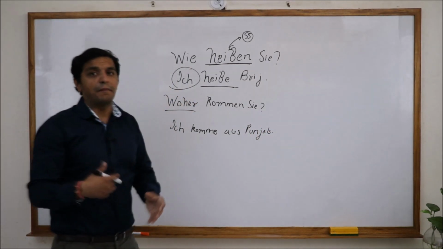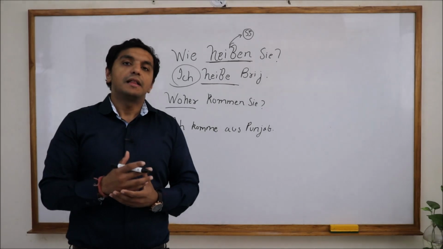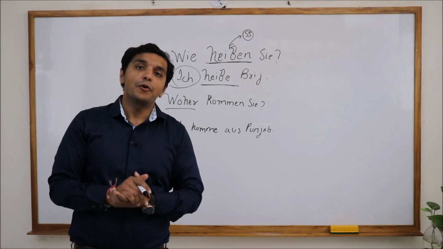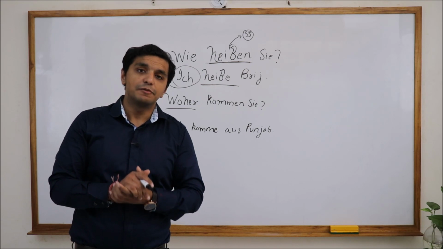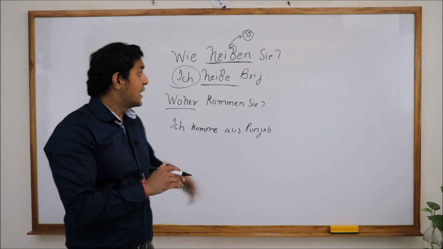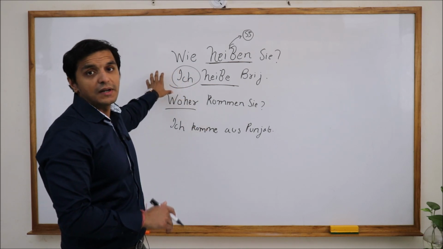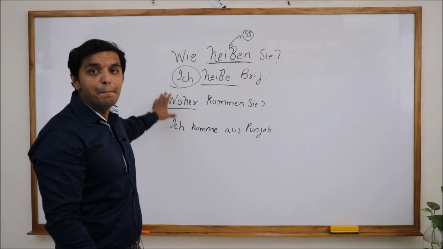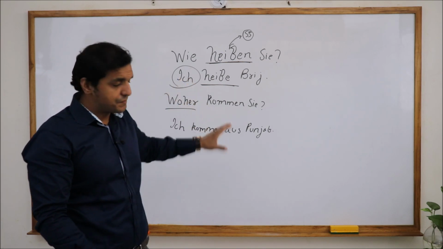This means that your family comes from Punjab. This again, when you first talk to a German speaker, would allow you to elaborate upon where your family comes from and allow you to become familiar with that person. Hence, now you have established your first contact with this German speaking person by telling them A, where you come from, and B, what's your name.